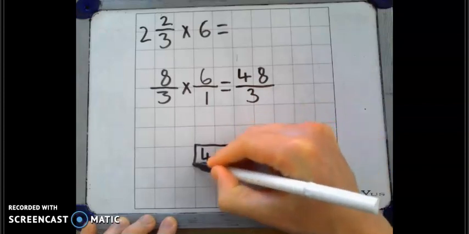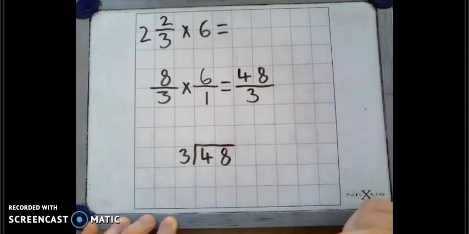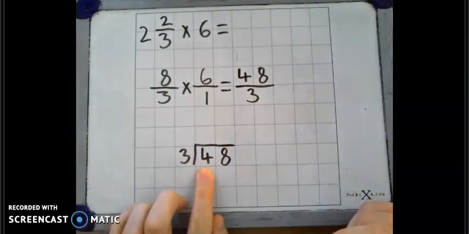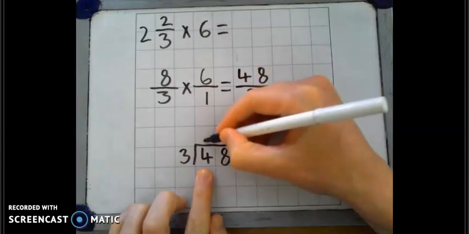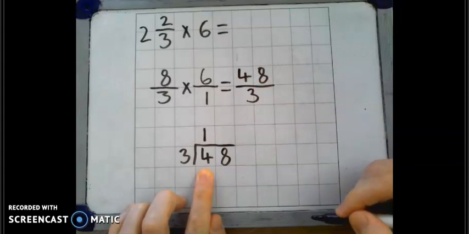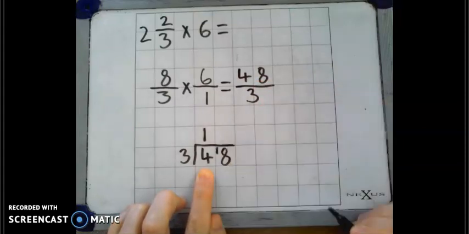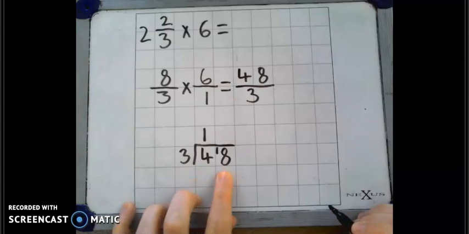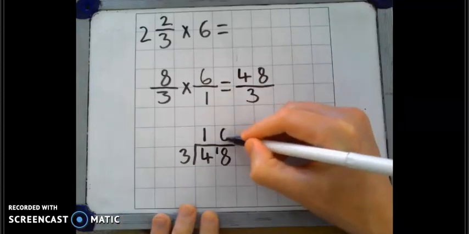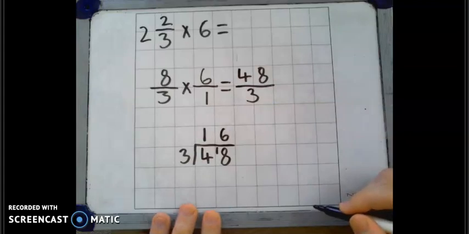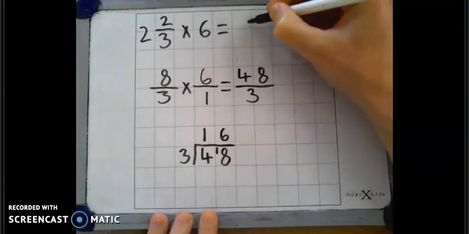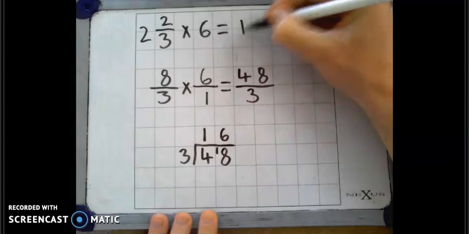48 divided by 3. How many 3s in 4? There is 1 3 in 4, and we have 1 left over. How many 3s in 18? There are 6 3s in 18. 2 2/3 multiplied by 6 is 16.